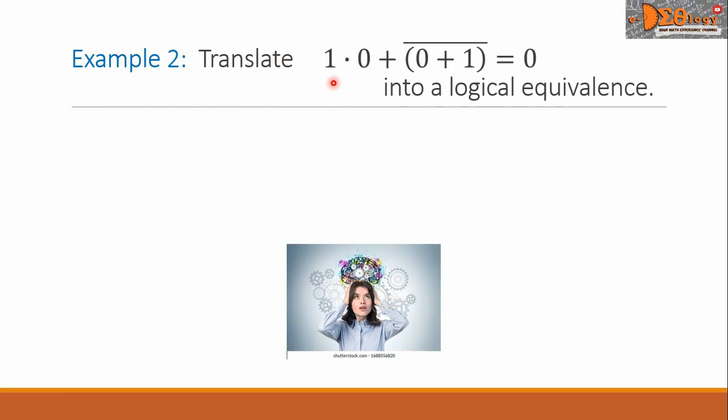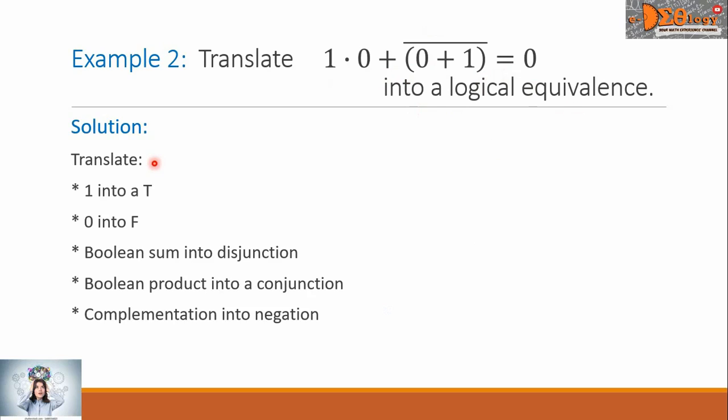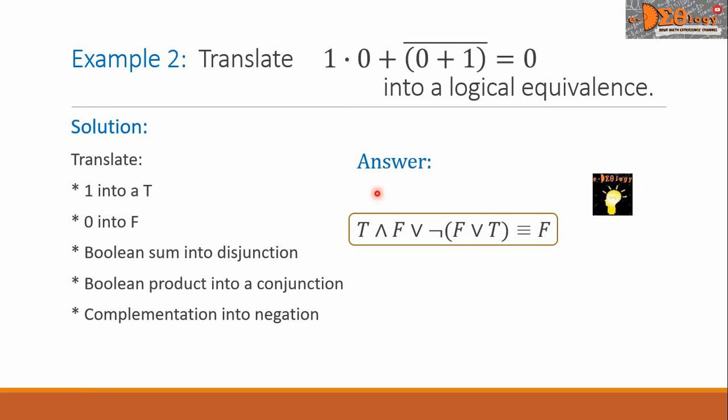Example 2: translate 1 times 0 plus the complement of the quantity 0 plus 1 equals 0 into a logical equivalence. For our solution, let us translate 1 into a t, 0 into f, Boolean sum into disjunction, Boolean product into a conjunction, complementation into negation. So for our answer, this 1 times 0 is now t and f, plus now becomes or, the complement of 0 plus 1, we write here, not of the quantity f or t, is equivalent to 0 becomes f. This is the final answer.